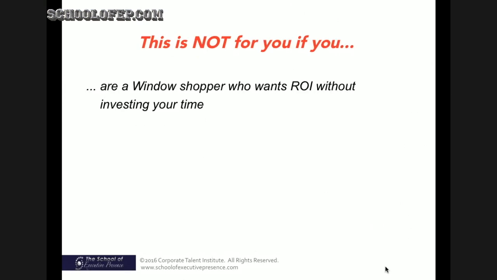Next, I've got some components of who this class may not be for. So I'm going to go through these pretty quickly. This is not the class for you if you're a window shopper and you want a quick return on investment without really investing any time or energy or effort. Also, if you are content to be a victim, I think that's pretty plain and simple. If what's worked for you so far hasn't gotten you where you want to go and you're frustrated by that and living in more of a negative cycle, this isn't the class for you. We're ready to turn the chapter on that and move forward.